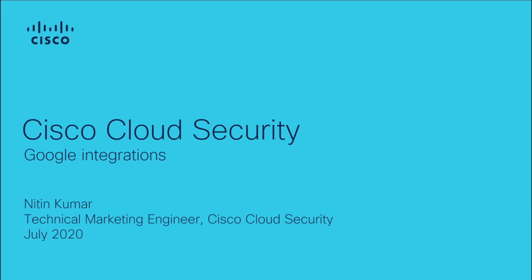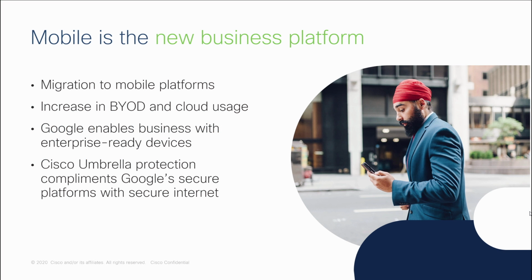Today, I wanted to talk to you about some of the exciting integrations we have with various Google platforms, which will help secure your users anywhere, anytime. One big trend we've seen over the last few years is migration to mobile platforms. BYOD and cloud usage is on the rise, and Google helps to enable businesses with enterprise-ready devices. Cisco Umbrella Protection complements Google's secure platforms with secure internet.